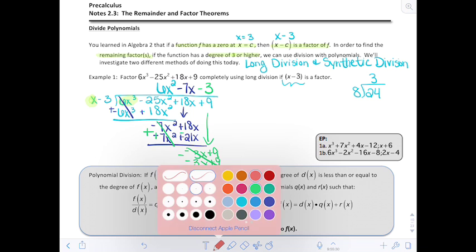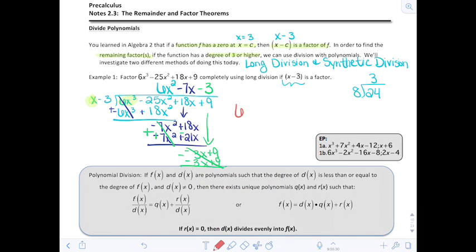So my final answer, my other factor, actually let me move that up. My other factor is 6x squared minus 7x minus 3. This is another factor. However, does this trinomial itself factor? Are there two things that multiply to give me negative 18 that add up to give me negative 7? Well, there are. Negative 9 and positive 2.